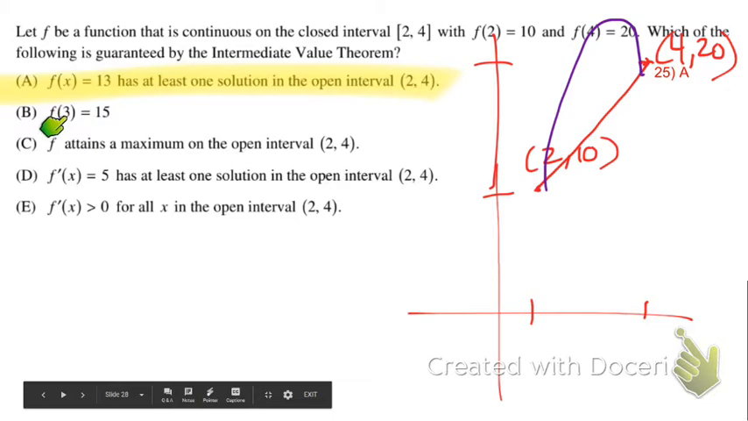So it's true that it has to equal 15, just not necessarily true that it has to equal 15 exactly at x equals 3. The next one says f attains a maximum on the open interval from 2 to 4. The purple one I drew, yeah, it's true, it does have a maximum, but the red one I drew does not. So it doesn't have to be true.